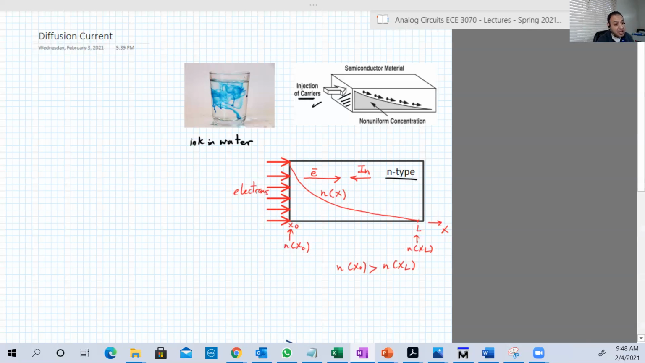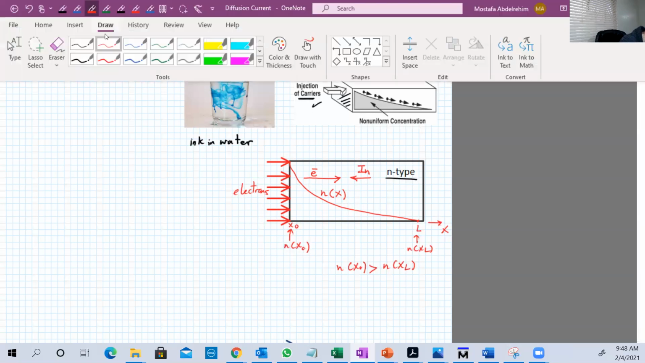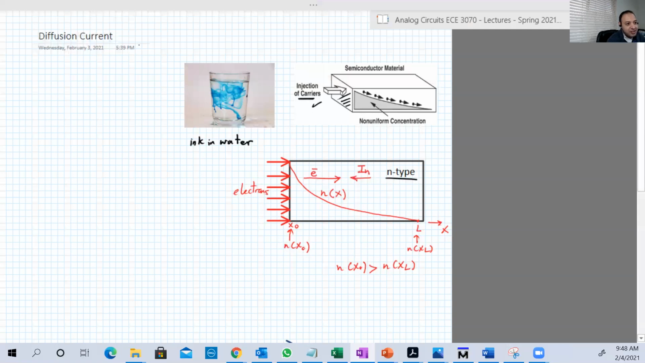Okay, so let's now calculate this current. So this current, let's go back to our fancy blue color, In is proportional to the distribution. If you have a more non-uniform distribution, more exchange in N, then you will have more current. I mean, if you have higher concentration at some regions than other regions, this will create more current. If the difference between these two regions in concentration becomes larger, the current will be larger.